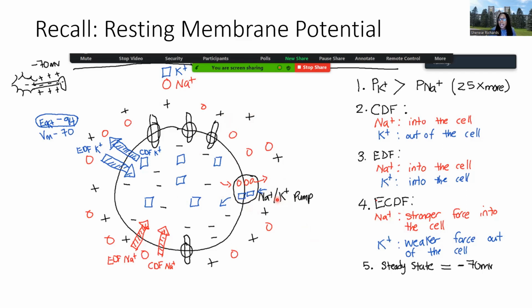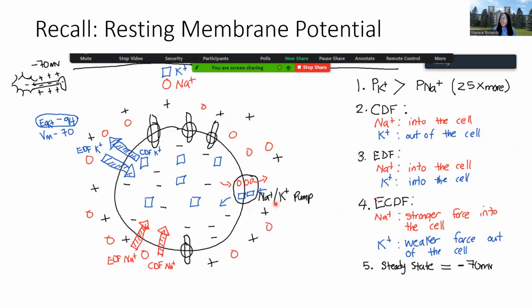And then we arrive at the steady state. So this is just explaining why the neuron at rest has a membrane potential of negative 70 millivolts. Okay, so definitely recall all of these details. You'll see questions on some of the factual components here, right?